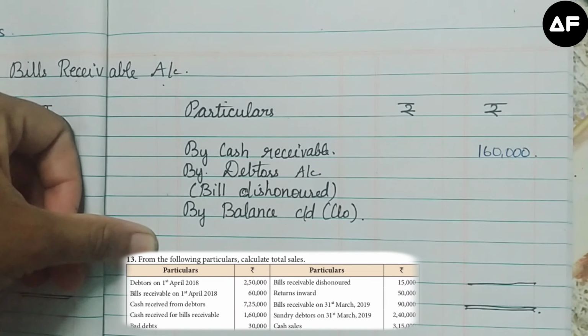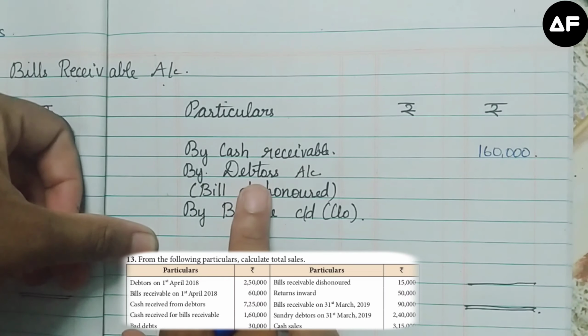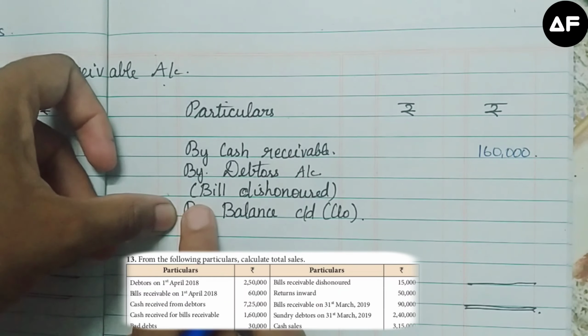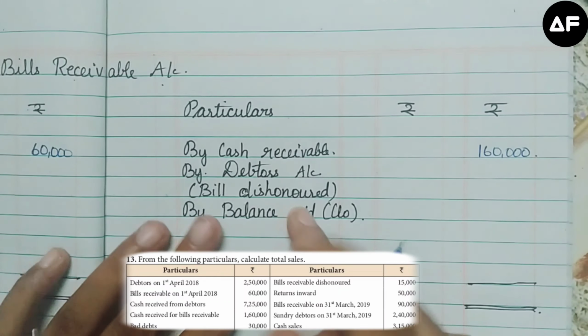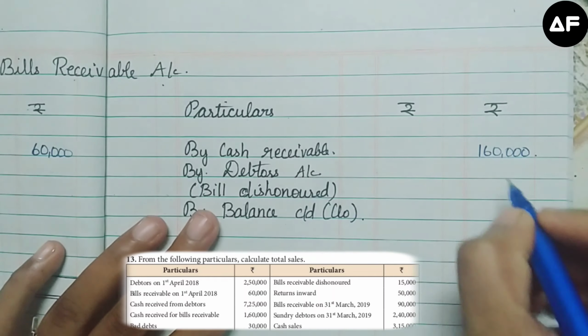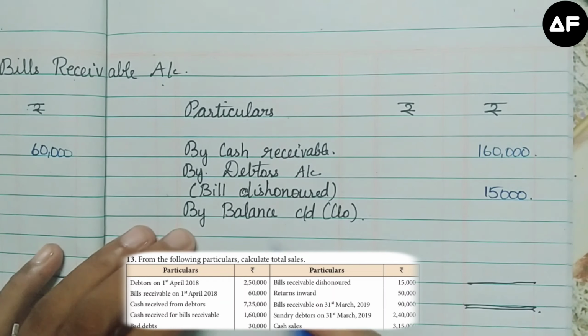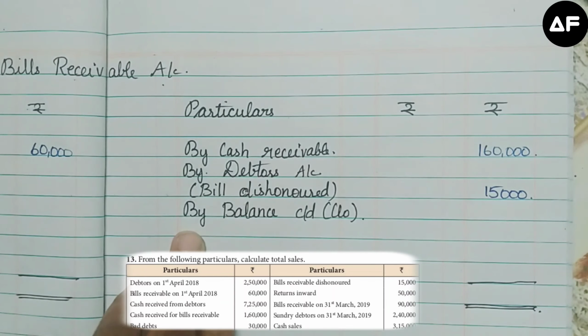Bills receivable dishonored. So next we are going to do it in the debtors account, the bills receivable dishonored. So write by debtors account, bills receivable dishonored. So how much was dishonored is rupees 15,000. So bills receivable dishonored is written for our reference. If you want to write, we can write it, or else we can ignore.